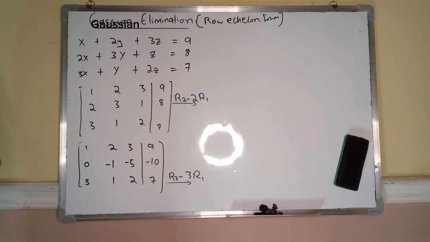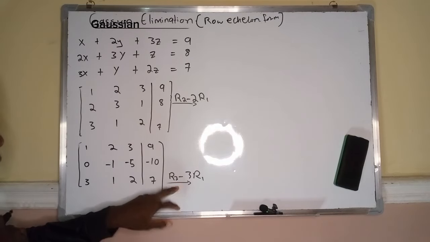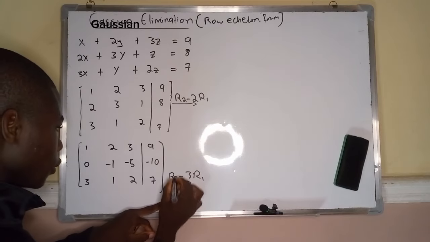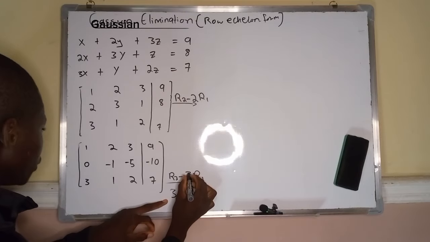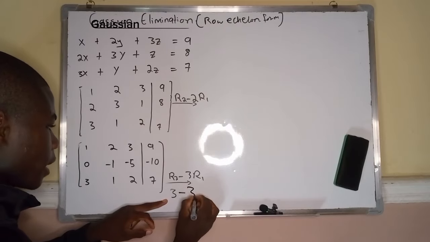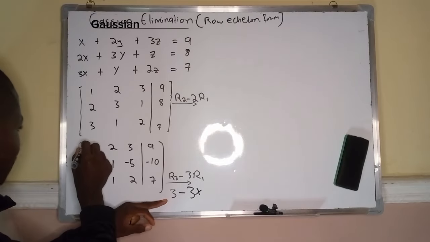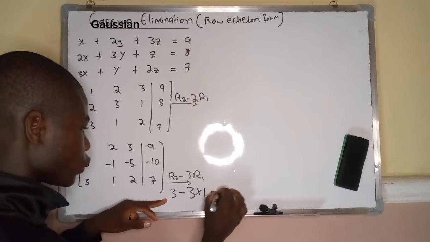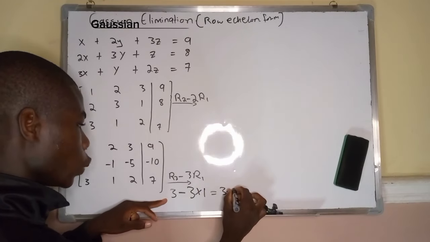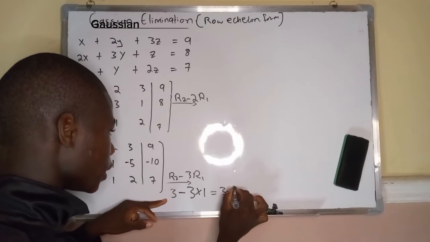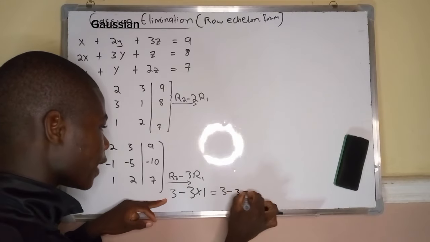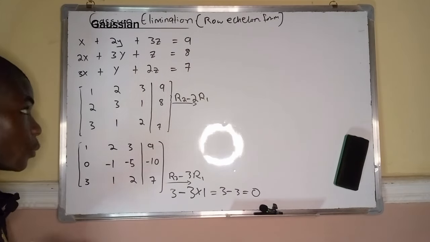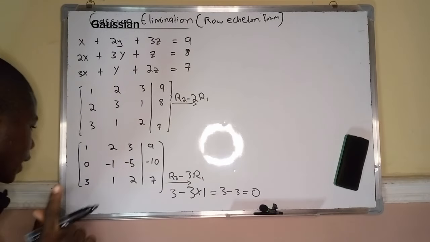I hope you get it. So what should I say? If I say row 3, which is 3 minus what? 3 multiplied by what? 3 multiplied by 1, this is the row 1. So therefore I will have 1. So it will become 3 minus 3 times 1, which is 3, and therefore it is equal to 0. So you can see I make 3 to be 0. I hope you get it.